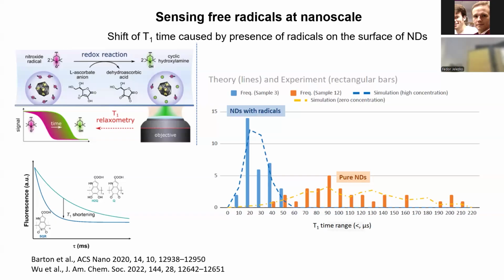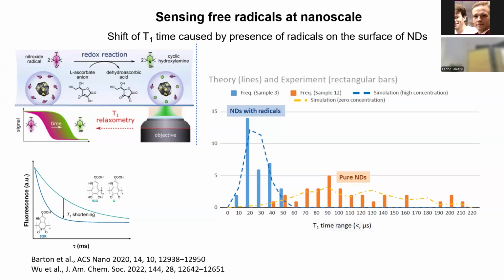For example, the redox reaction of ascorbic acid. During this redox reaction, radicals are formed, and having this reaction outside of the diamond leads to a significant change of the T1 time. So here we see the distribution of T1 time with radicals present outside. It's mostly about 30 microseconds. And this is nanodiamonds without this radical environment, without a chemical reaction going on. And so it's a very significant decrease of T1 time. With this, you can detect the presence of the radicals.